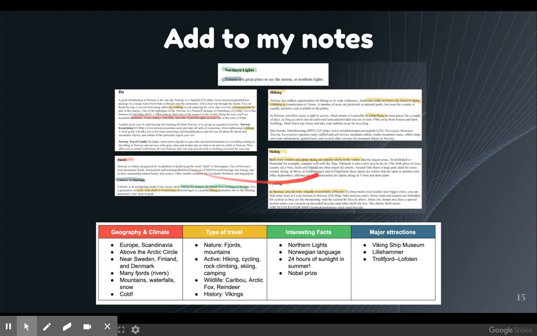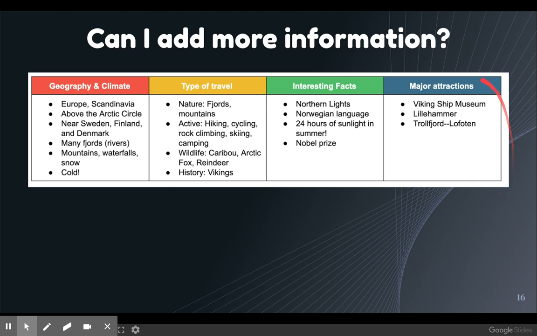So I'm going to take that information that I found in my notes and add it to my note-taking sheet. I've added some information here. Fjords are rivers. I've added waterfalls. I've added some information about specific types of active travel that I can do. As I find more information, I'm going to add that to my note-taking sheet. But as you can see, can I add more information? Yes, this column of major attractions is looking pretty slim.